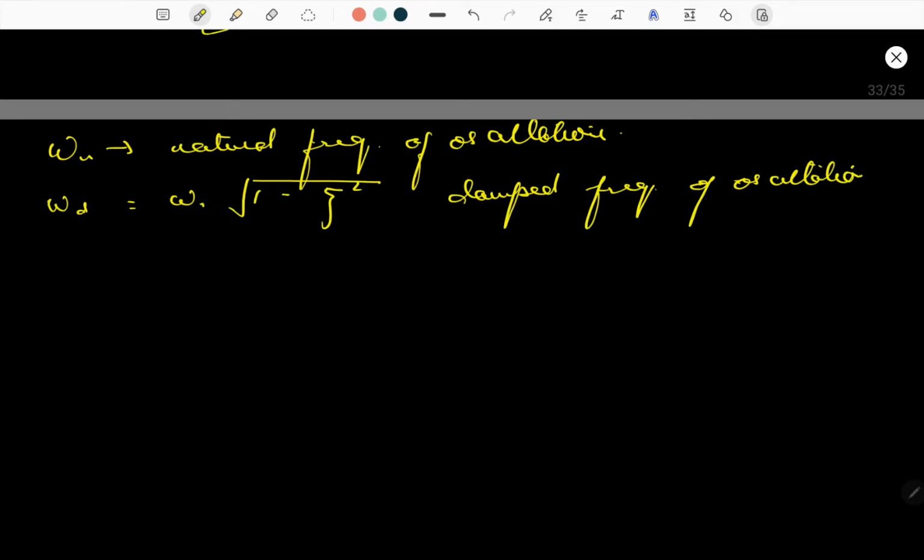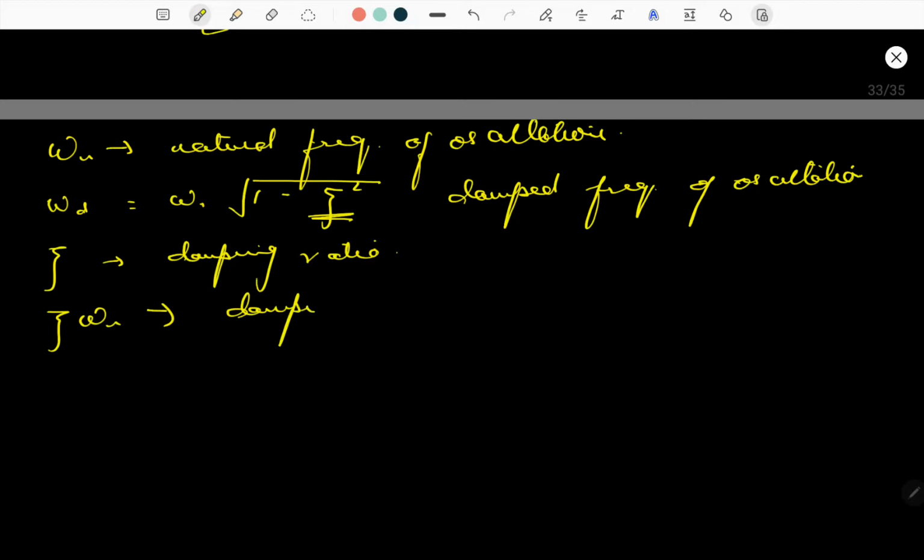All right, the term zeta simply affects the damping, and is called the damping ratio. This affects the damping, so it is called the damping ratio. And the multiplication of zeta and omega n is simply called the damping factor, or the damping coefficient.